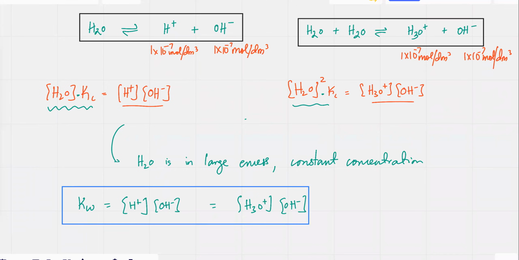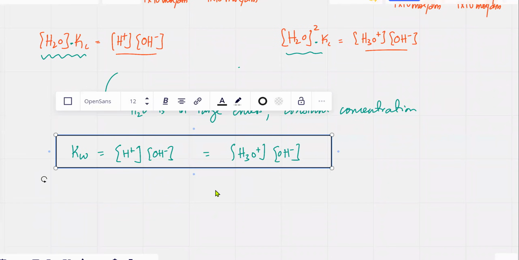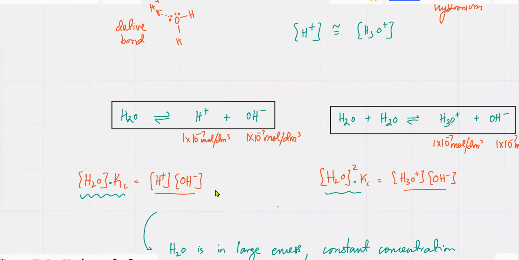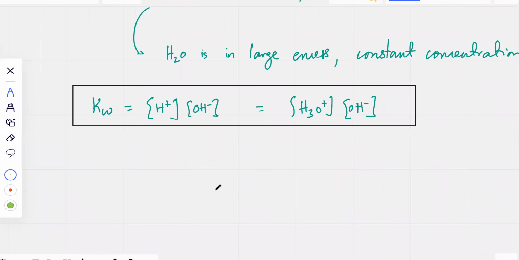Okay, so that's your Kw, your water constant. I told you that the ion concentration under standard conditions at room temperature is this: 1 times 10 power minus 7, and the other one is also 1 times 10 power minus 7. So I'm going to substitute these values over here.